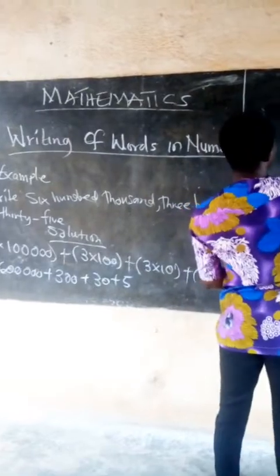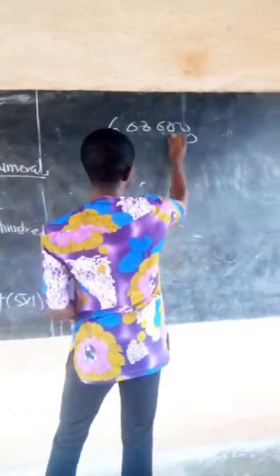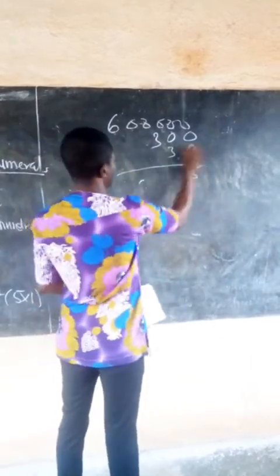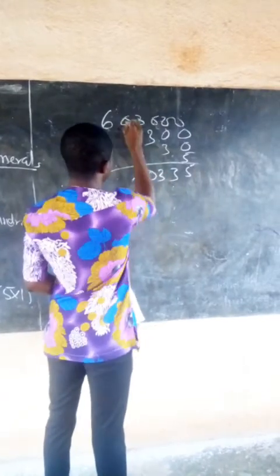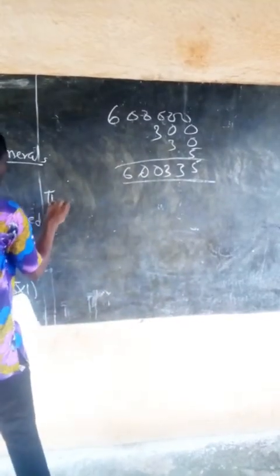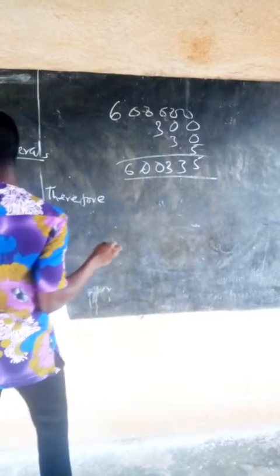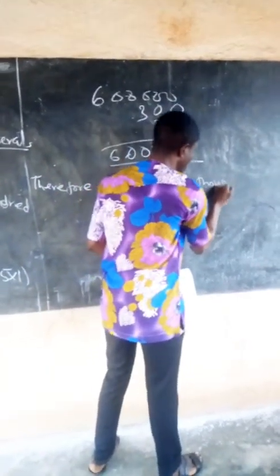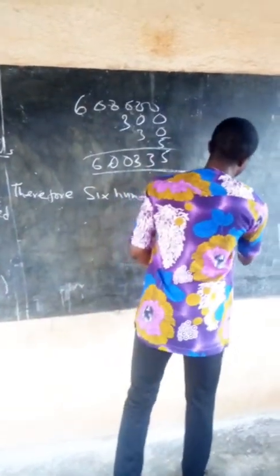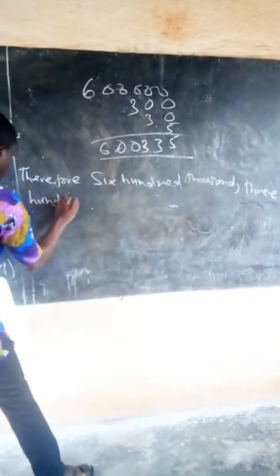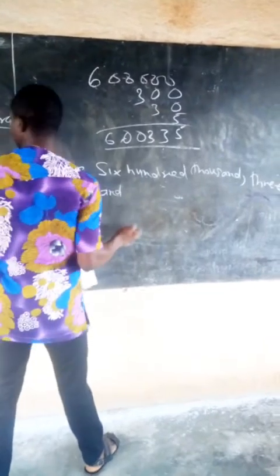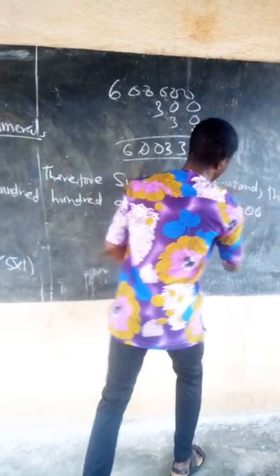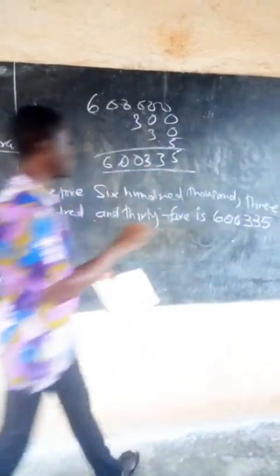600,000, 300, 30, 5. So if we add all of them, this is 5, this is 3, this is 3, this is 0, 0, 6. Therefore, 600,335. That's our final answer.